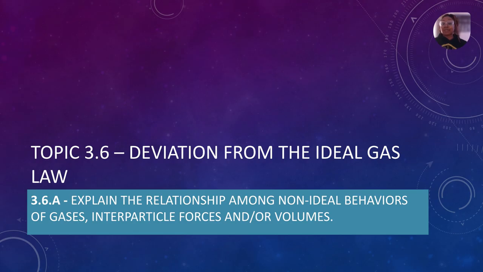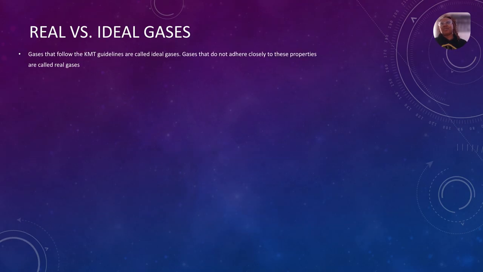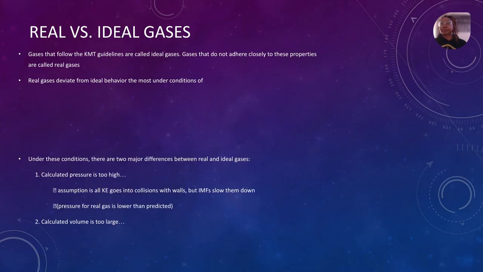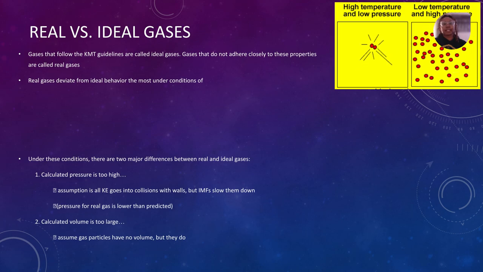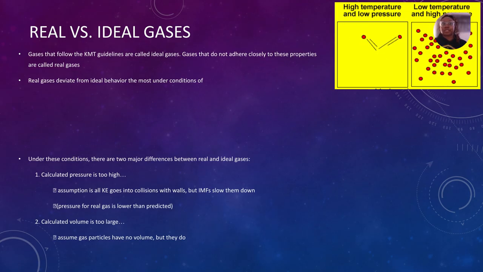Okay. The last thing we want to talk about with this section is the deviation from the ideal gas law. So basically how real gases behave, a real gas versus an ideal gas. Gases that follow the kinetic molecular theory guidelines are called ideal gases. Gases that do not adhere closely to these properties are called real gases. Real gases don't do ideal behavior. Low temperature, high pressure is what's behind me. High temperature, low pressure is what's next to it, right?